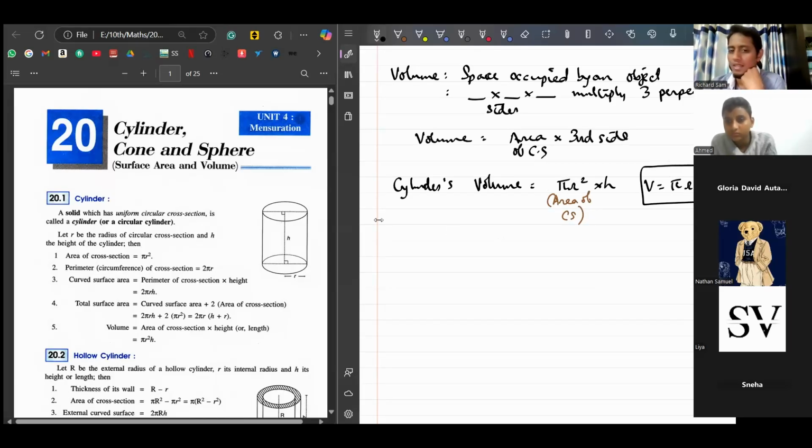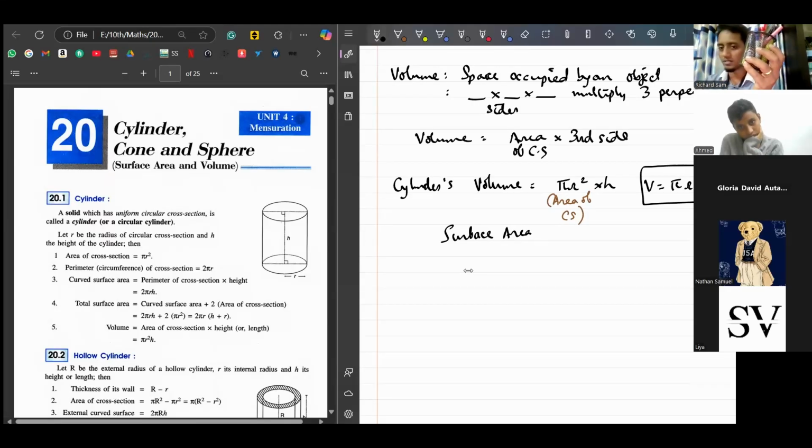Okay. Next, what is surface area? Surface area means the area of the surface. Okay. Now, how many surfaces does a cylinder have? So bottom surface, this curved surface, and the top surface. There are totally three surfaces.